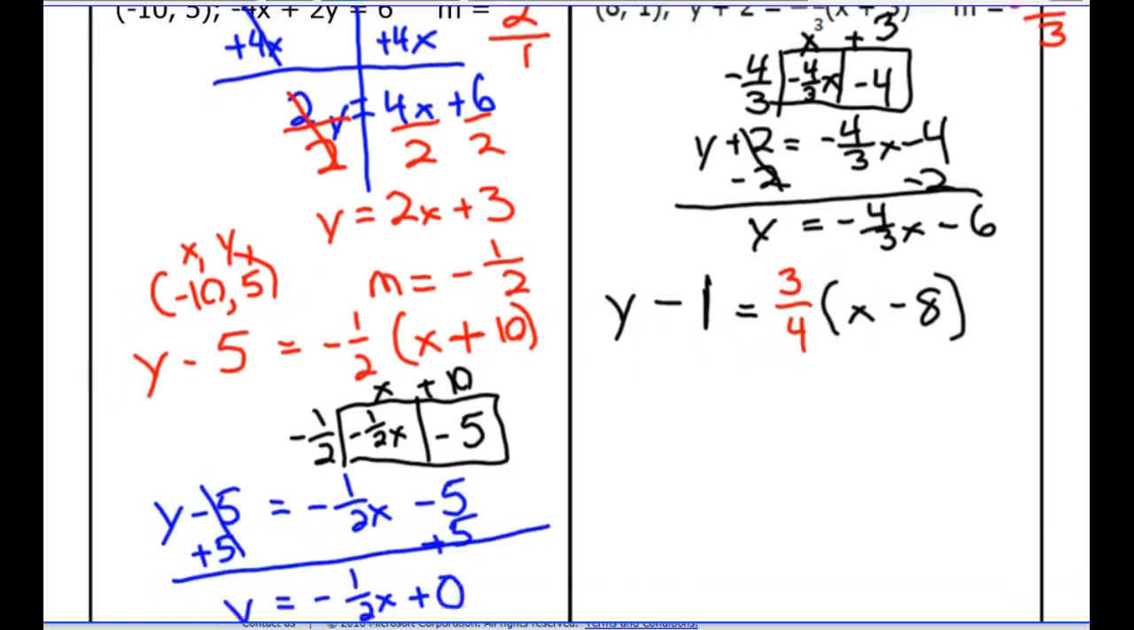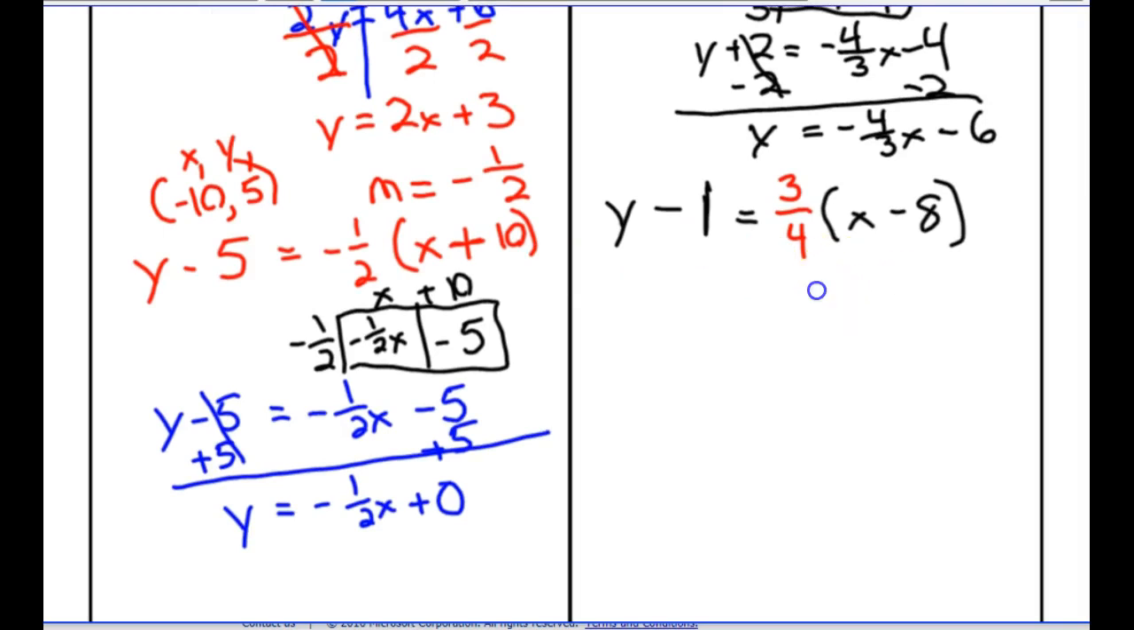So if we're going to solve this, we need to get y by itself. So we need to start by drawing our box. We get 3/4 times x minus 8. 3/4 times x is 3/4 x. 3/4 times negative 8, well, that is, let me put this in my calculator quick.